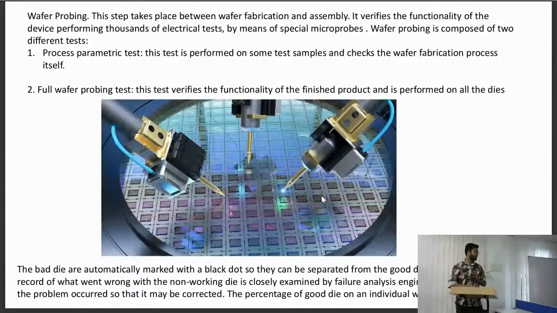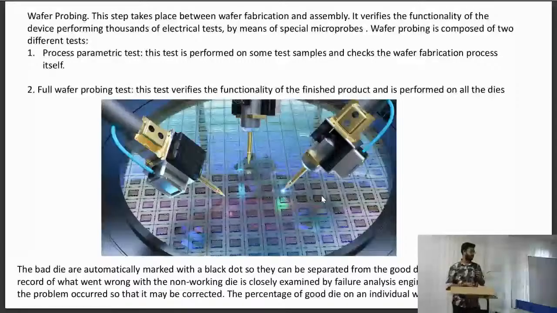The bad dies are automatically marked with a black dot so that they can be separated from good dies after the wafer is cut. So these are in a single wafer, not yet cut. After these parametric tests, we are going to cut it into pieces and then it goes further. A record of what went wrong with the non-working die is closely examined by a failure analysis engineer to determine where the problem occurred so that it may be corrected.